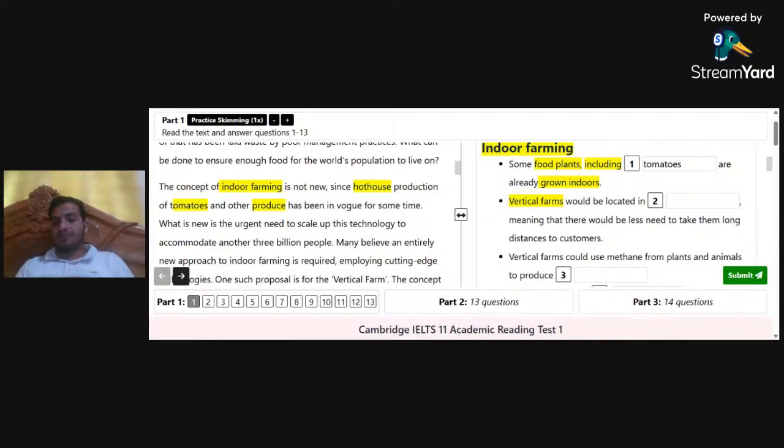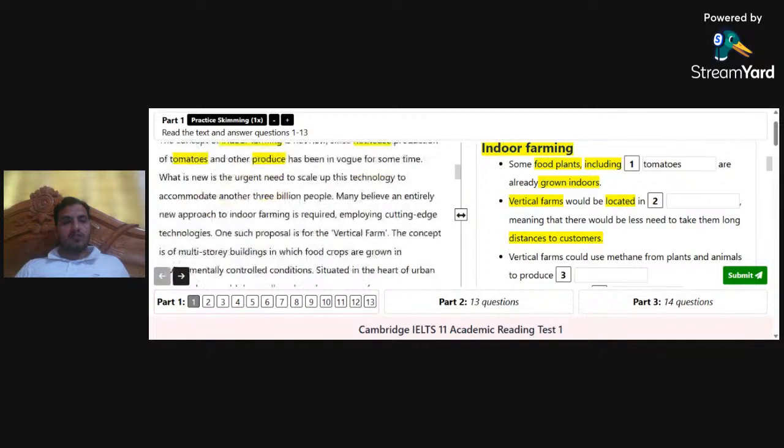So, vertical farms would be located in dash, meaning that there would be less need to take them long distance to customers. So we will look for a part where the vertical farms are mentioned, where their location is mentioned, where they will be located, and where they are talking about taking them to customers. They don't have to cover a long distance. So if we look just below, what is the new agenda concept?